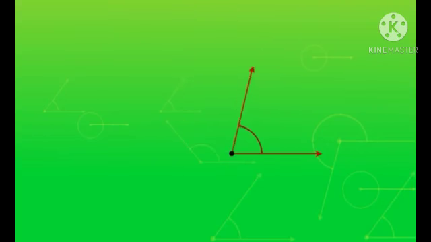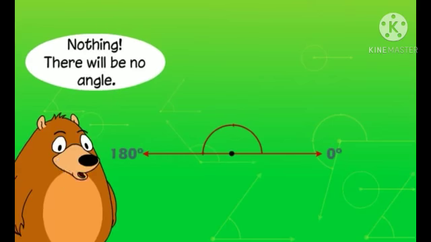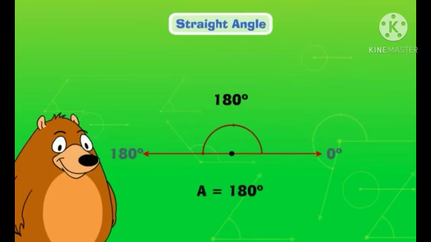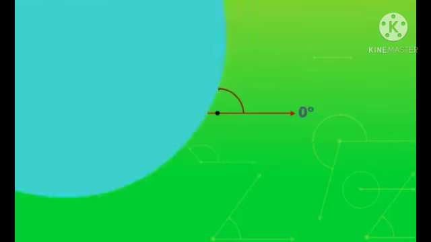What will happen if both the arms of the angle are in opposite directions? This type of angle that measures 180 degrees is called a straight angle. Let us move the arms of an angle to more than 180 degrees. An angle whose measure is more than 180 degrees and less than 360 degrees is called a reflex angle.